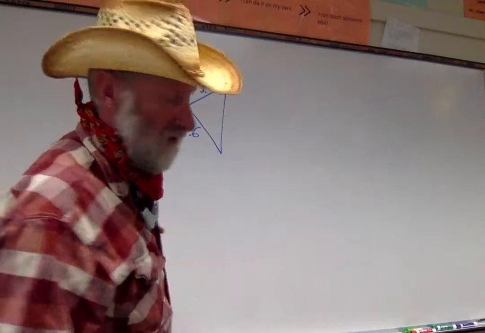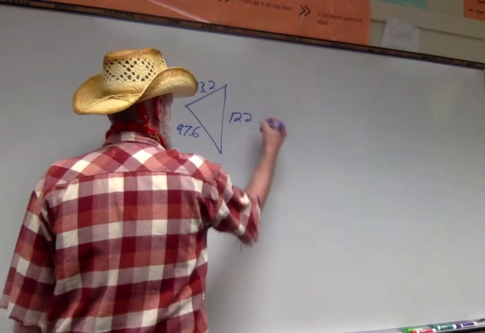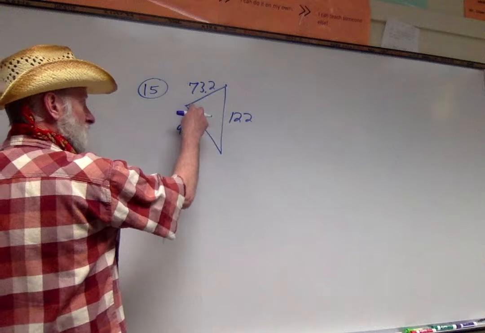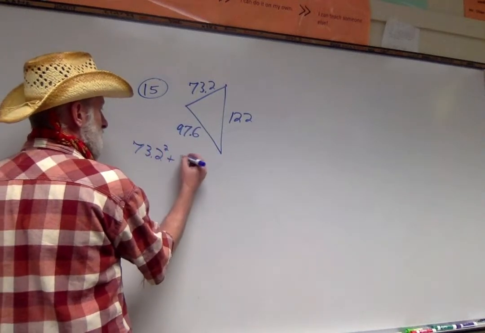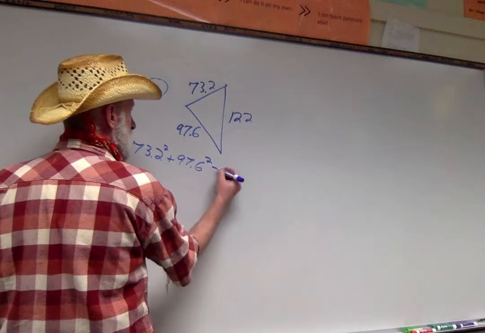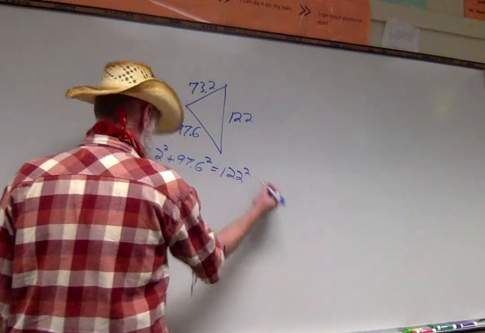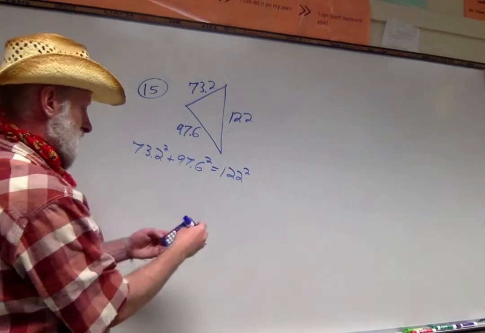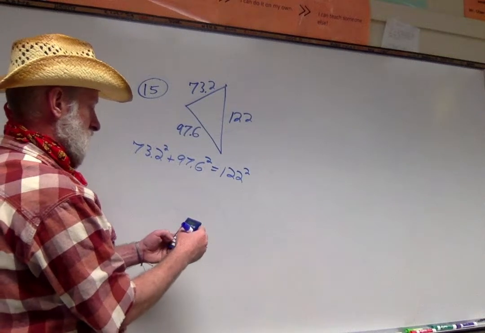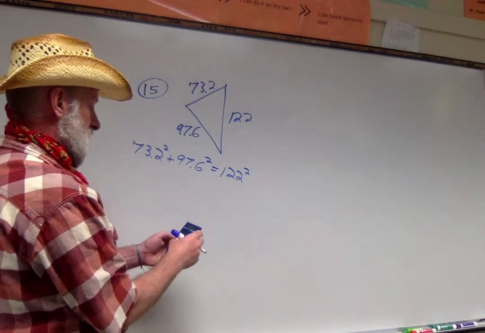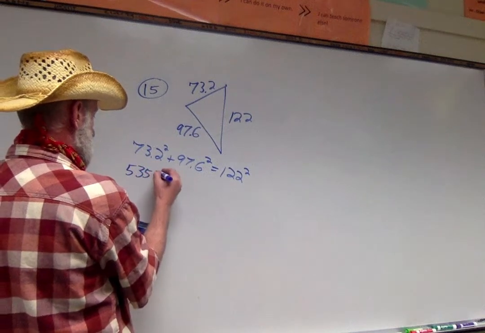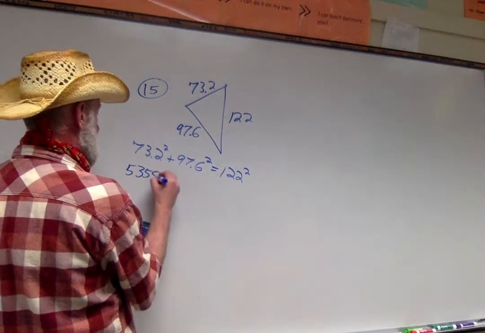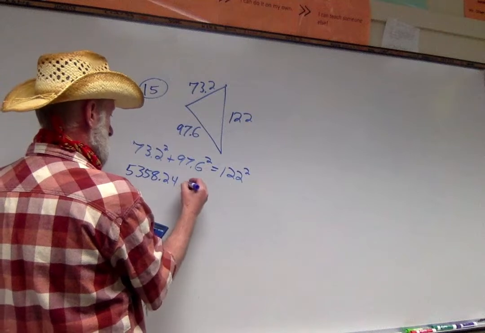And this says the hypotenuse is 122 feet. Is that there a right angle or not? Let's find out. 73.2 squared plus 97.6 squared is supposed to equal 122 squared. Here we go, trusty calculator. 73.2 times 73.2 gives me 5,358.24. Open your eyes, cowboy.